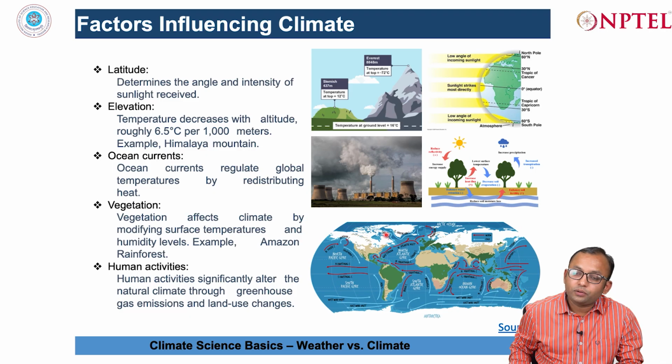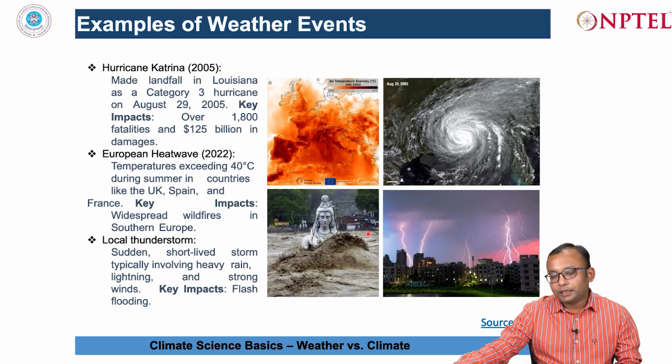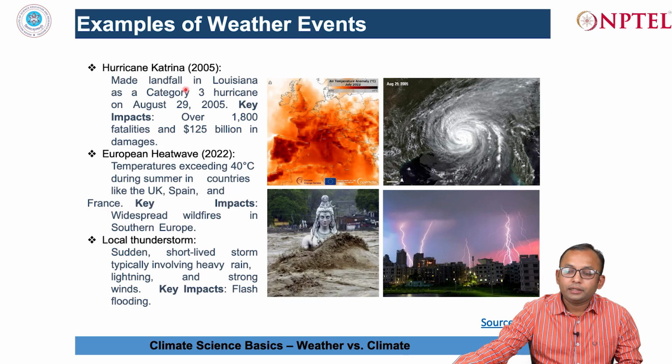So these are the factors which influence the climate of different regions based on different types of interactions. Here are some examples of weather events which have happened recently. For example, Hurricane Katrina occurred on 29th August 2005. It made landfall in Louisiana as a category 3 hurricane, and it had a significant impact: over 1,800 fatalities and $125 billion in damage, because of the catastrophic nature of this cyclone event.